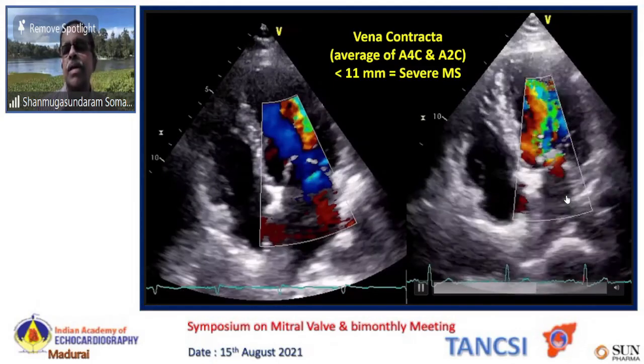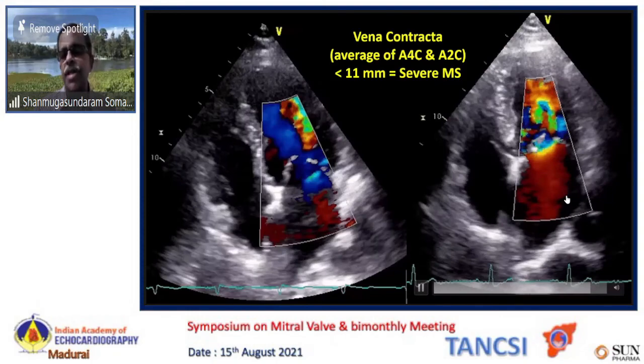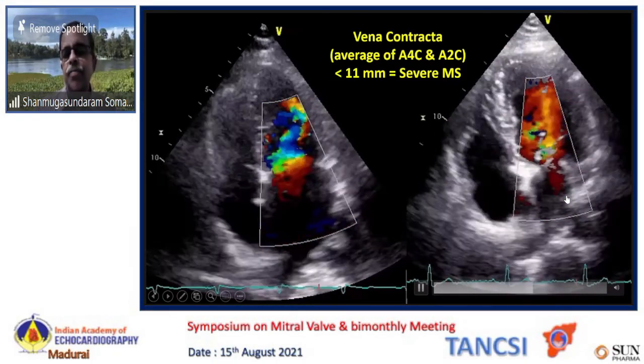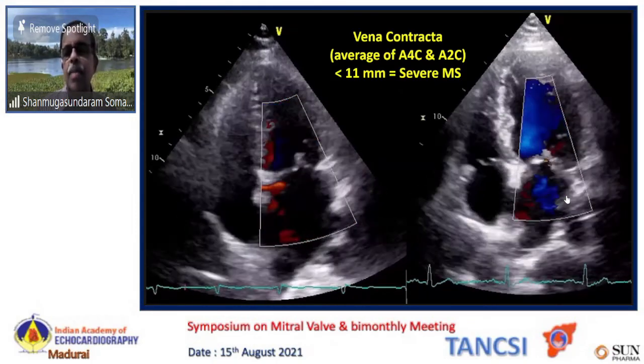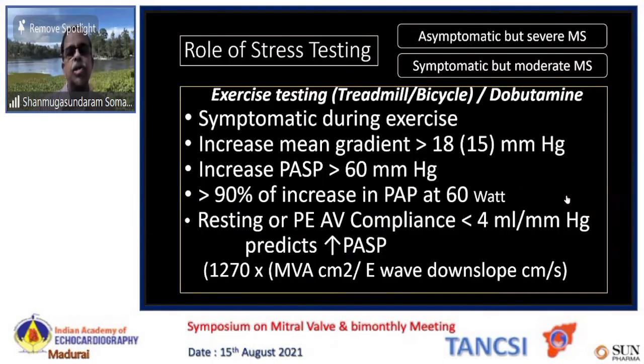Another simple method: look at the vena contracta in A4C and A2C. Take an average. If the vena contracta is less than 11 millimeters, it's supposed to indicate severe mitral stenosis.